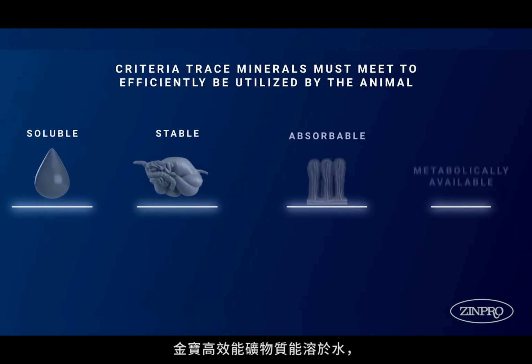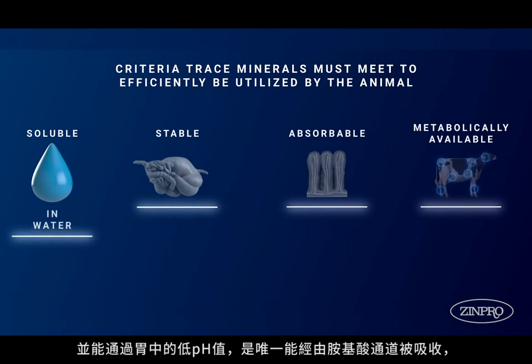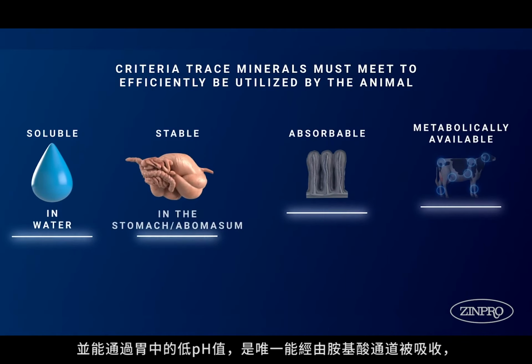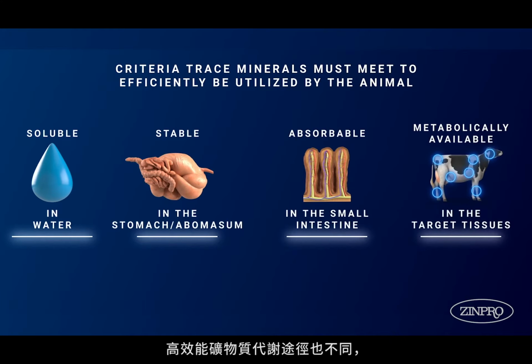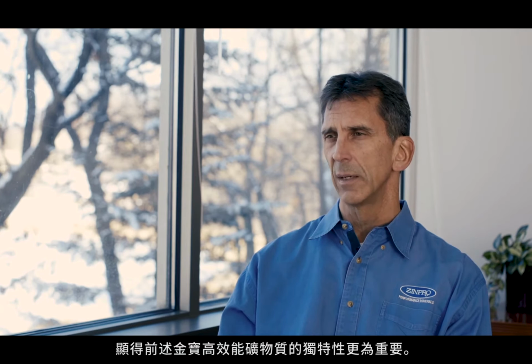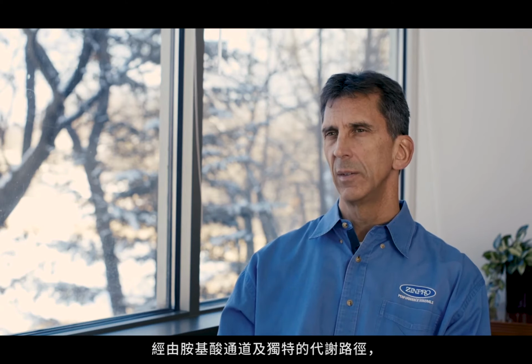In this complex, we get a very water-soluble complex, which is stable, survives the low pH of the stomach. It's absorbed uniquely through the amino acid transporters. We get into circulation, and then once we're in circulation, we're metabolized differently. And all of this leads to better animal performance. This is very important because inorganic minerals can't meet all the needs of the animals today. And so by utilizing the amino acid pathway and by its unique metabolism, we can increase the animal performance.